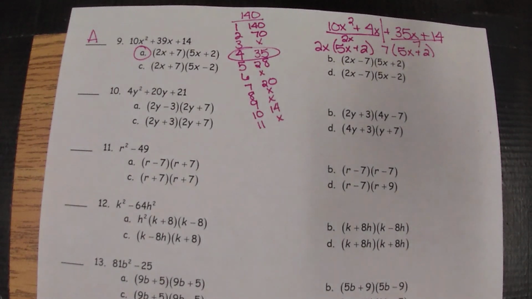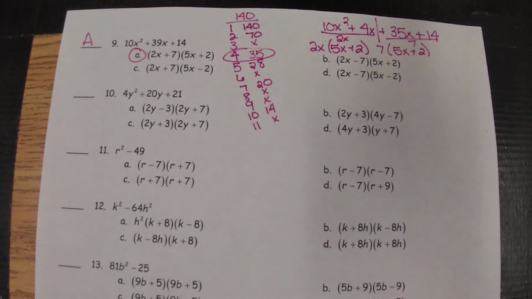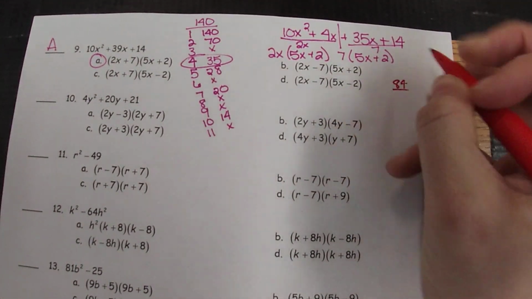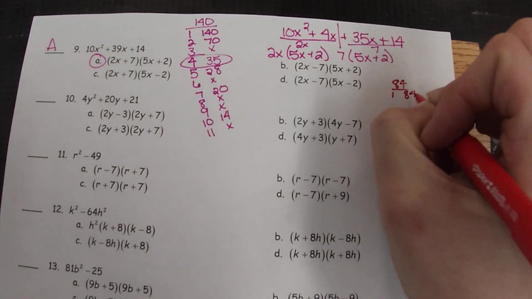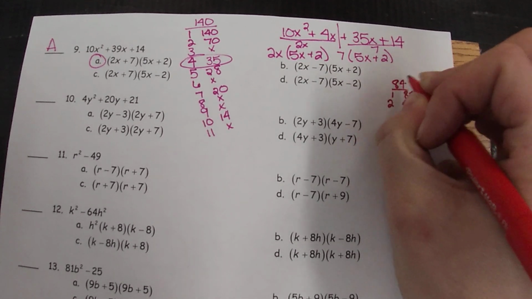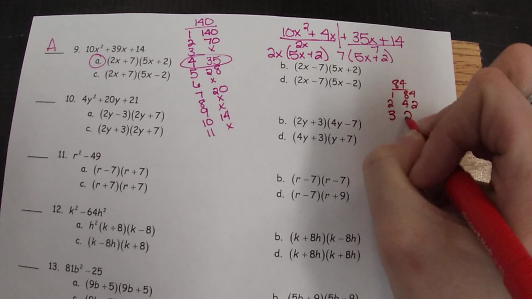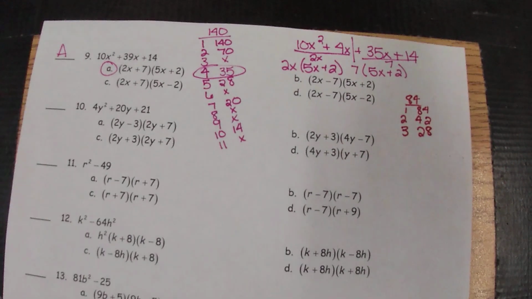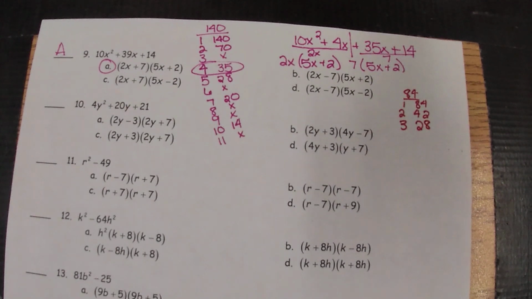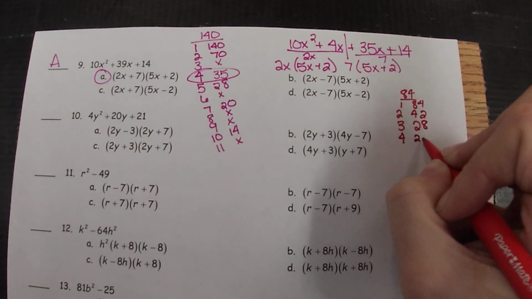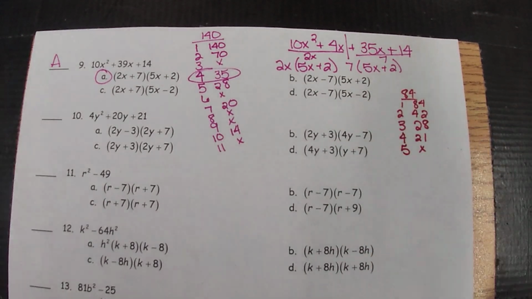Number 10, there's no GCF, so we need 4 times 21, which will give us 84. Again, we have another list to make. So 1 and 84, 2 and 42. Let's see, 3 will work. 3 and 28. Pretty sure, let me double check. 4 and 21, 5 and nothing.